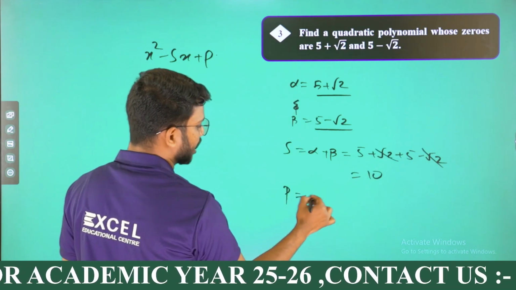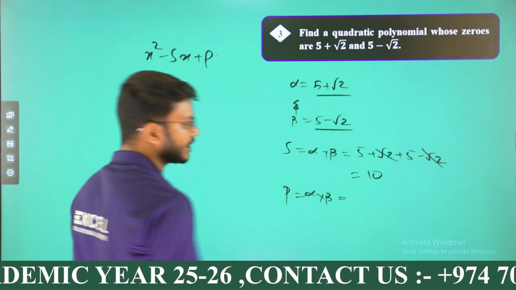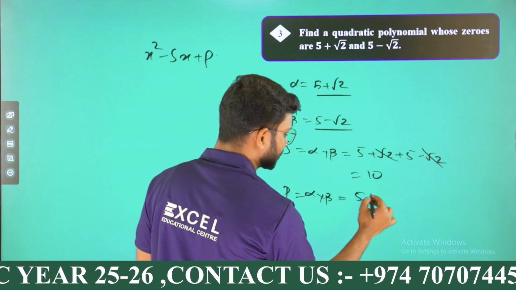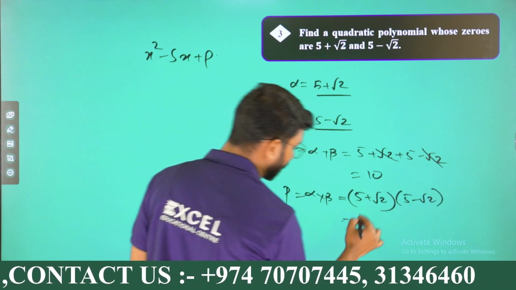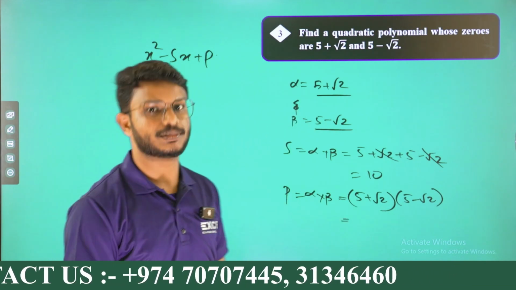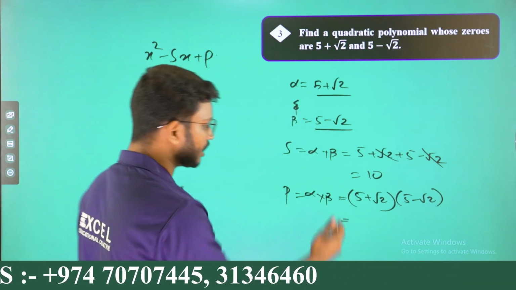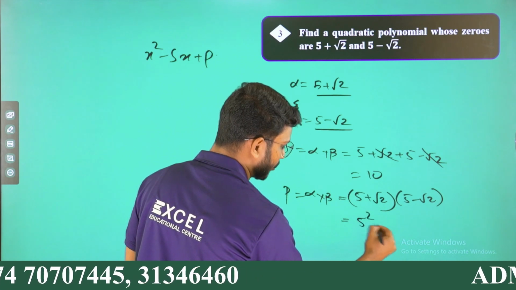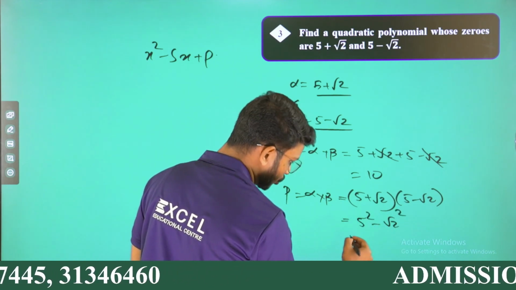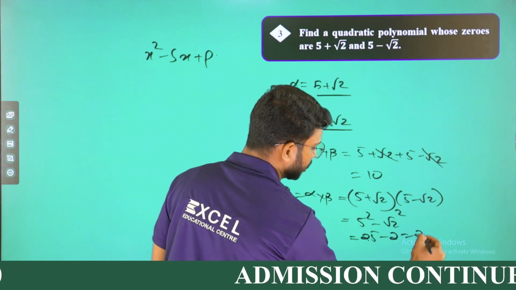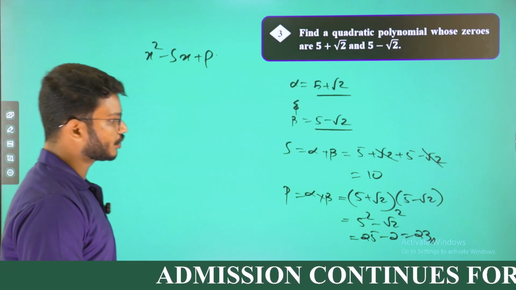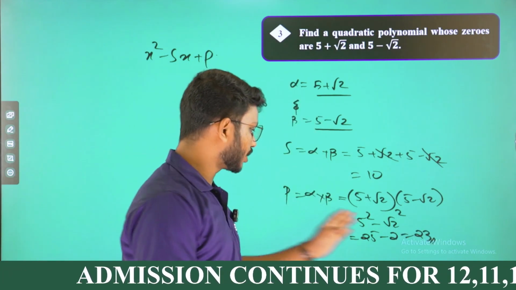Then the product, alpha into beta, is equal to 5 plus root 2 into 5 minus root 2. Here we can use the identity a plus b into a minus b, so it becomes a square minus b square: 5 square minus root 2 square. So 25 minus 2, which is 23. So the sum is equal to 10 and the product is equal to 23.